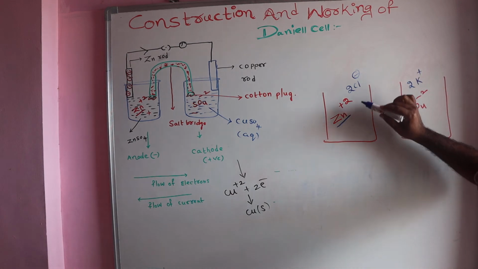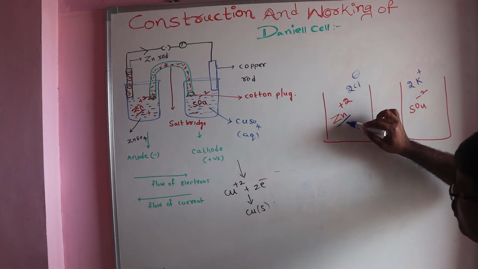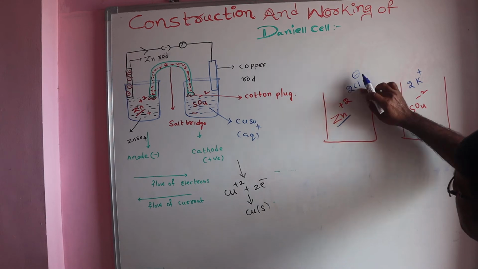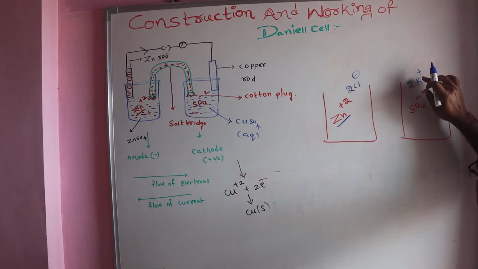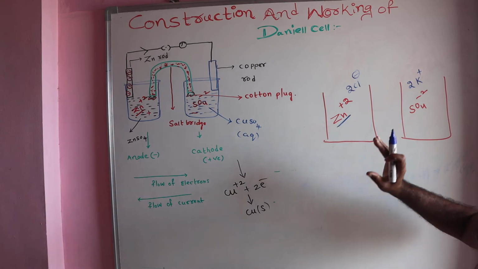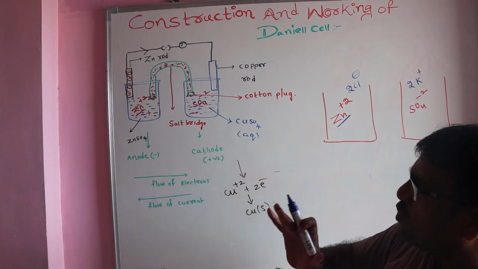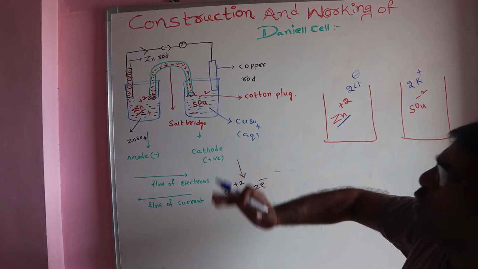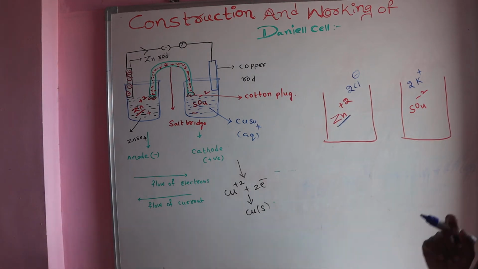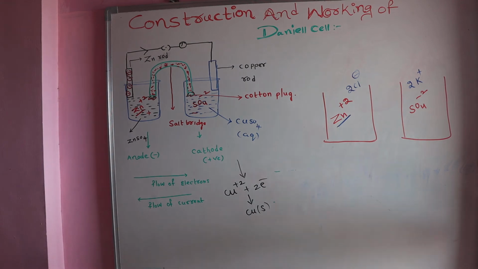So whenever 2 Cl minus ions enter the solution, plus 2 and minus 2 become neutral. Here also plus 2 and minus 2 become neutral, and we can keep these two solutions in a neutral situation. Then the flow of electrons takes place continuously. That is the importance of the salt bridge.